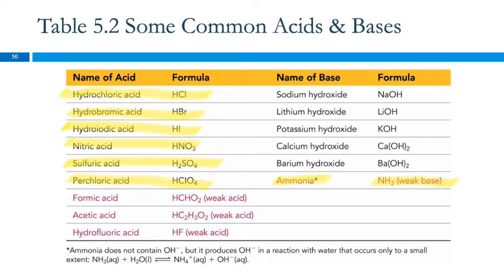I drew this equation for you earlier, but it's also down here. NH3 reacts with water, pulling a hydrogen ion off the water, and that's how it produces hydroxide ions. This is the double arrow showing that it does not go to completion. It's an equilibrium.